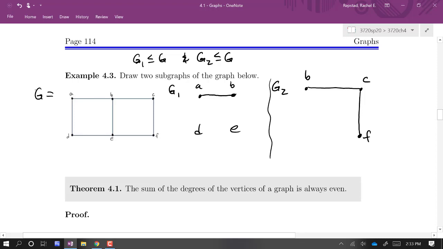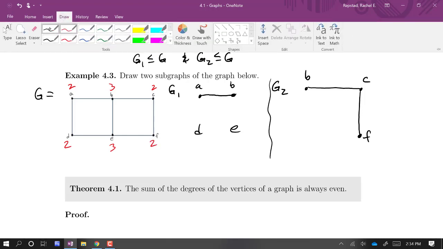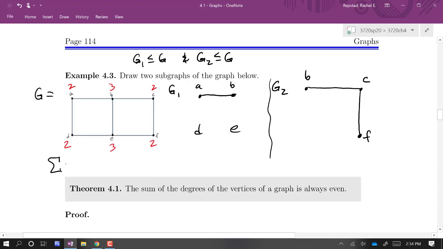If we look at the graph G, the one they gave us, and jot down the degree of each vertex: the degree of A is 2, the degree of B is 3, the degree of C is 2, the degree of D is 2, E is 3, and F is 2. If we add these up, so if I take a sum, there's my summation notation of the degree of all the vertices in that graph, that gives us 4 plus 6 is 10 plus 4 is 14. We got 14. As it turns out, if you take any graph and add up the degrees of all the vertices, it will always be even. That's our first theorem, and we're going to prove it.